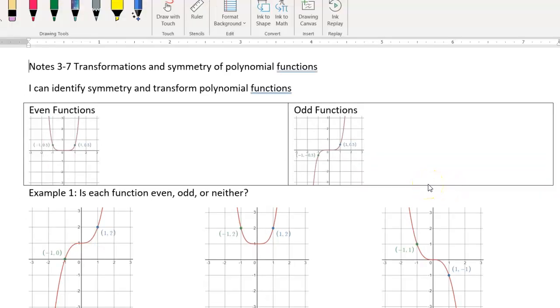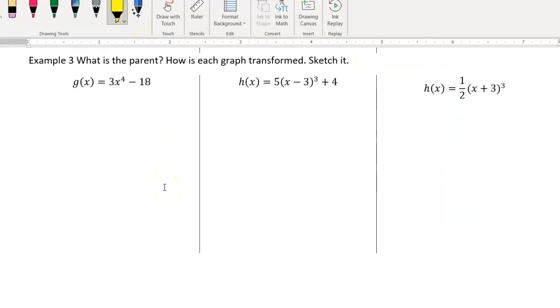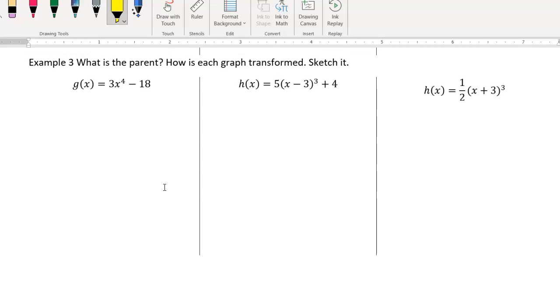So in this video, we're going to look at lesson 3.7. We're going to focus on just transformations of polynomial functions. So we're not going to worry about symmetry, we're just going to look at transformations. So let's actually skip to the end. This is going to be short and quick.